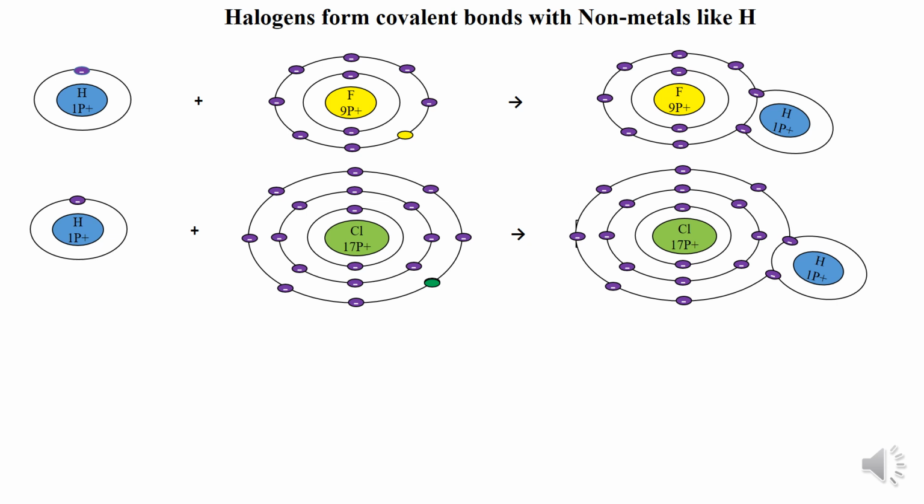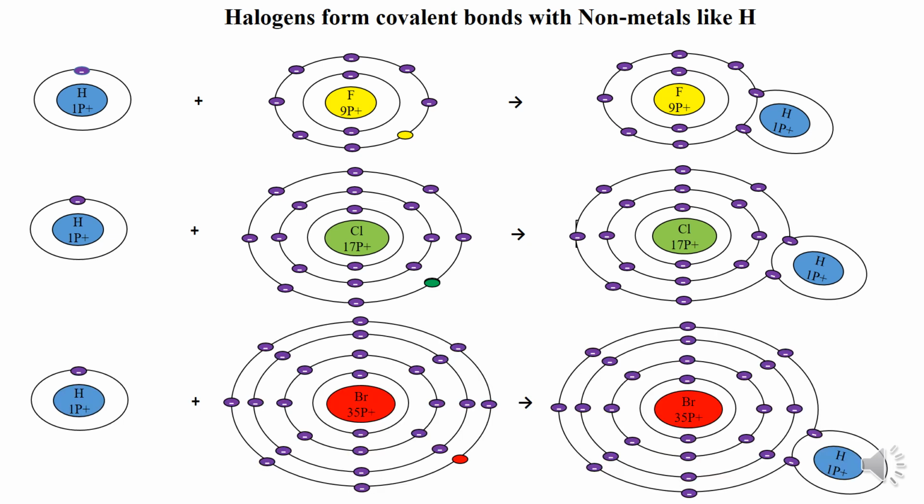Hydrogen reacts with fluorine to form hydrogen fluoride, with chlorine to form hydrogen chloride, with bromine to form hydrogen bromide, and with iodine to form hydrogen iodide. After the reaction, both atoms are happy with their completely filled outermost shell, and that is the driving force behind the covalent bond formation. Other examples that can be mentioned are halogenated hydrocarbons like methyl chloride, dichloromethane, chloroform and carbon tetrachloride.